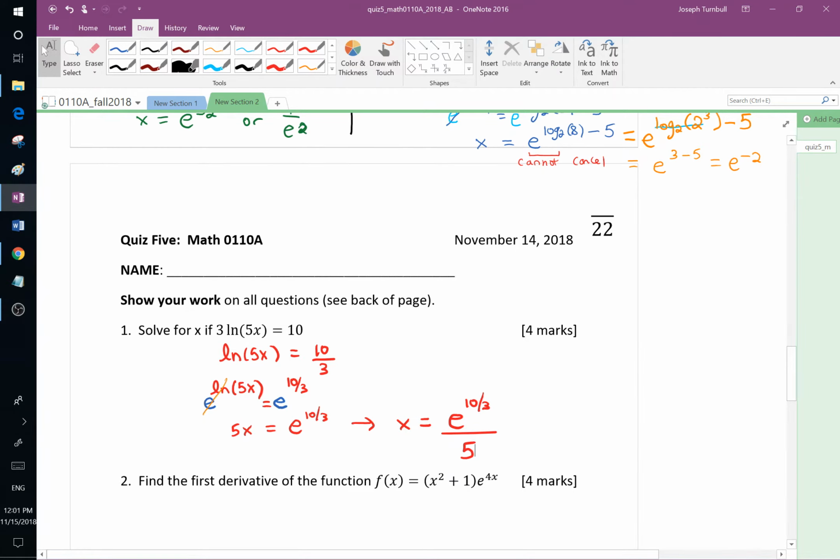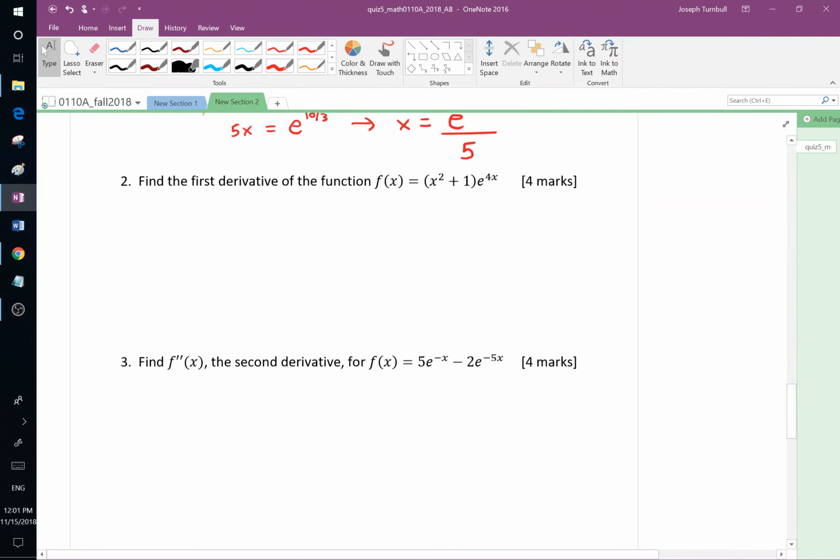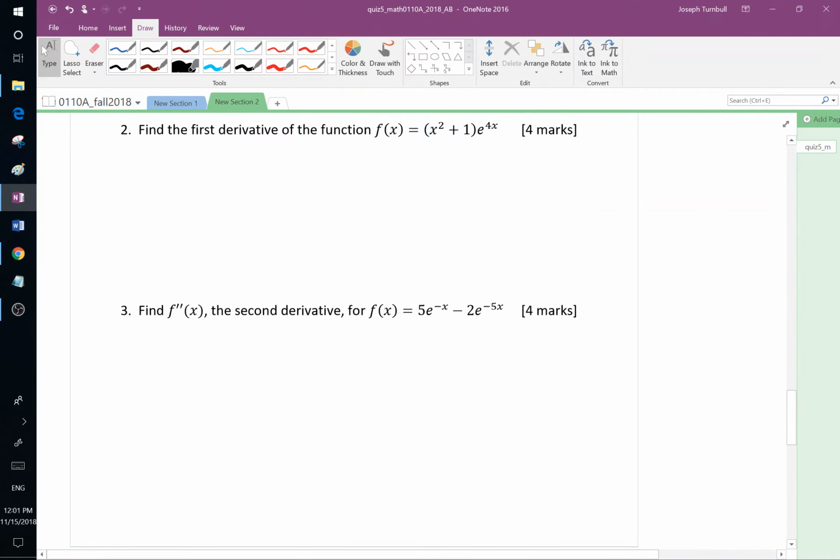Okay. Number 2 is the same as the previous code. We'll go through it again. Number 3 is almost the same as the previous code. It's a little bit different. There's different numbers, but I'll go through it. So it's a derivative question. We're using the e to the w times w prime for each piece.